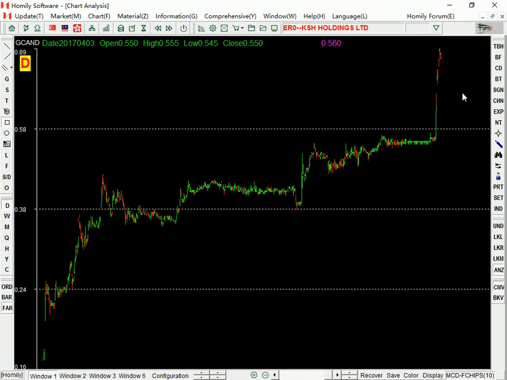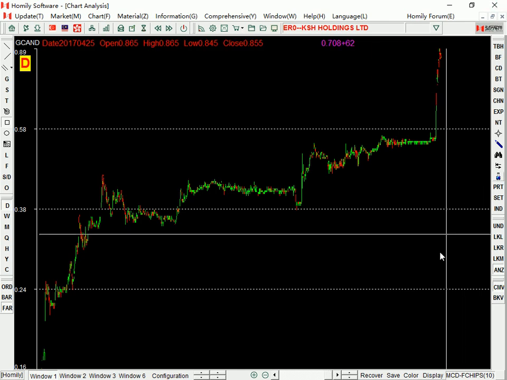There are two patterns: down, sideways, breakout. This is the first one. The second one, up, sideways, breakout. Which one is better? These two patterns are both strong stock patterns. But which one is better? Second one. So let's see this stock.